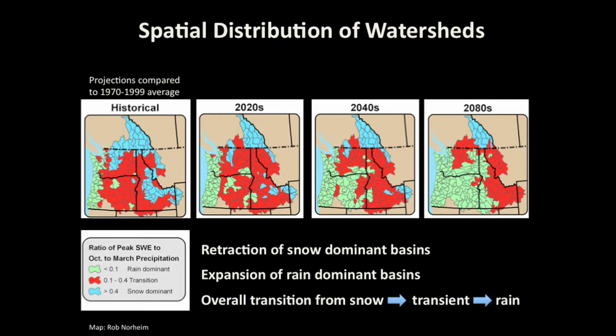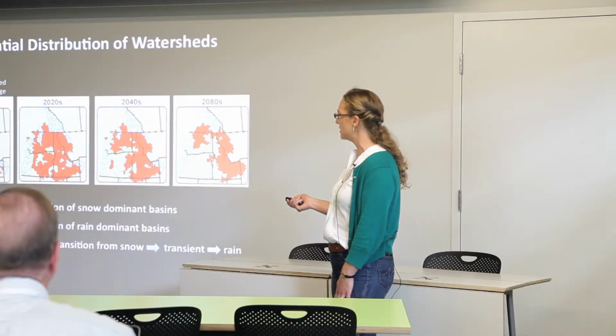But as we project into the future, you can see that those maps shift. And you're going to get a retraction of these snow.